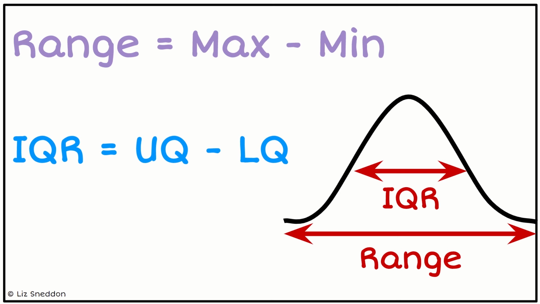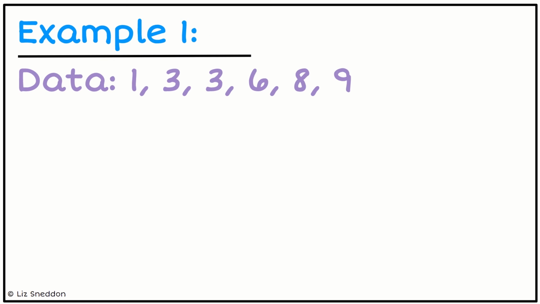The interquartile range is looking at how spread out the middle chunk, or the middle 50% of the data is. So we do our upper quartile, take away our lower quartile. So let's have a look at an example. So I've got this set of data here.